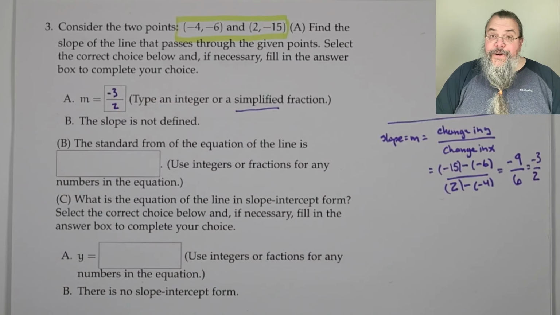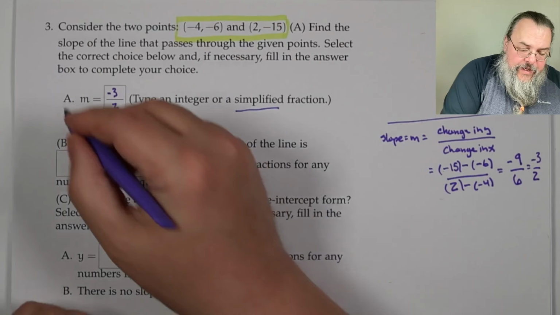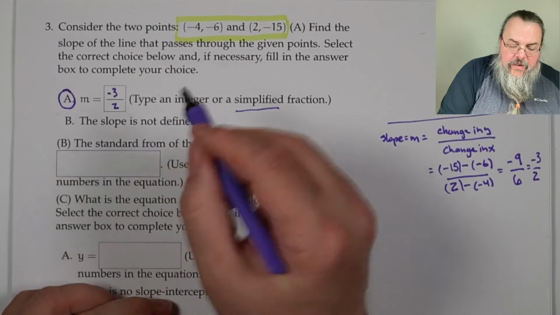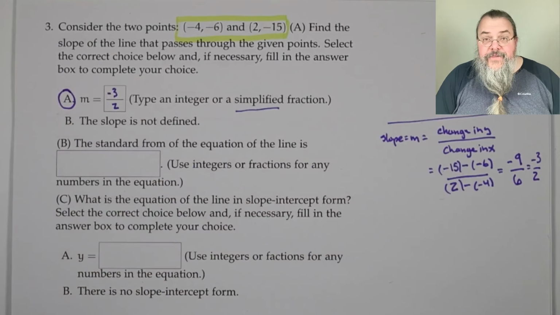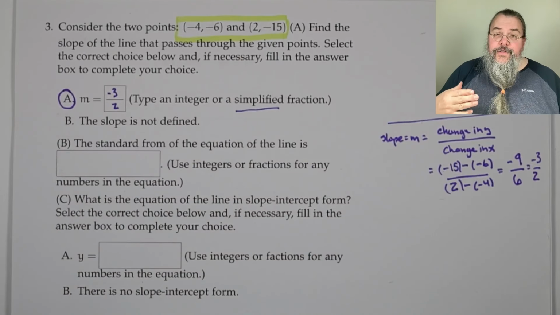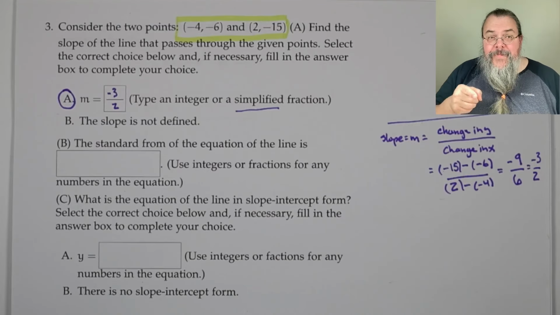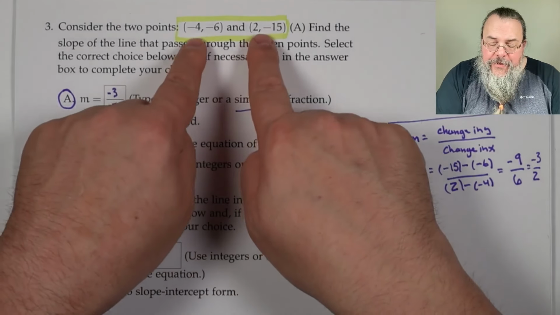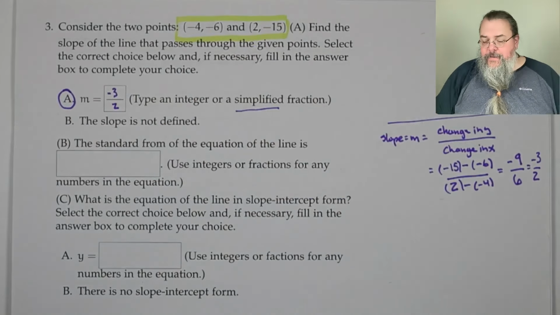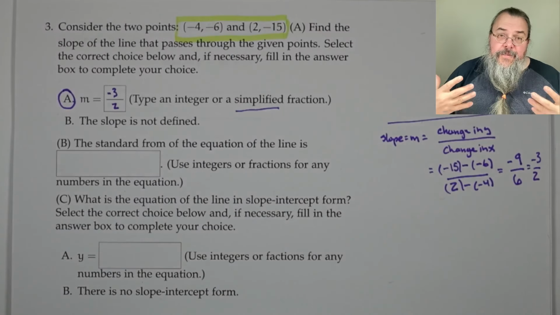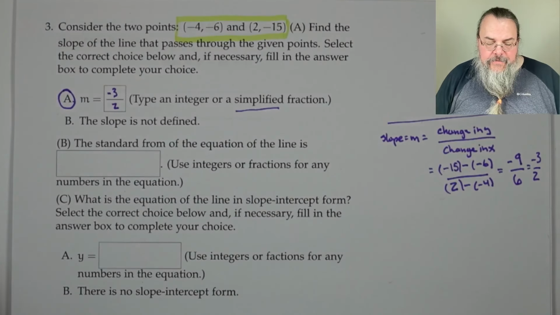All right, so that's part A. So we have to select it. This is our answer. The slope is not defined, is not true. When does the slope is not defined happen? That's if you have a vertical line. And so if your x values were the same, that's slope not defined. And slope not defined happens because you have a divide by 0 situation.